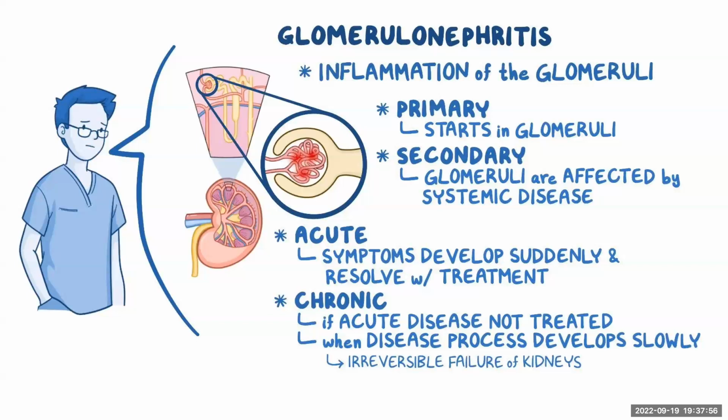And it's again divided into acute as well as chronic. The acute symptoms develop suddenly and may resolve with treatment, whereas in chronic, we can treat it in an acute phase, but the disease will progressively develop, which is slow and irreversible, and leads to failure of the kidneys.